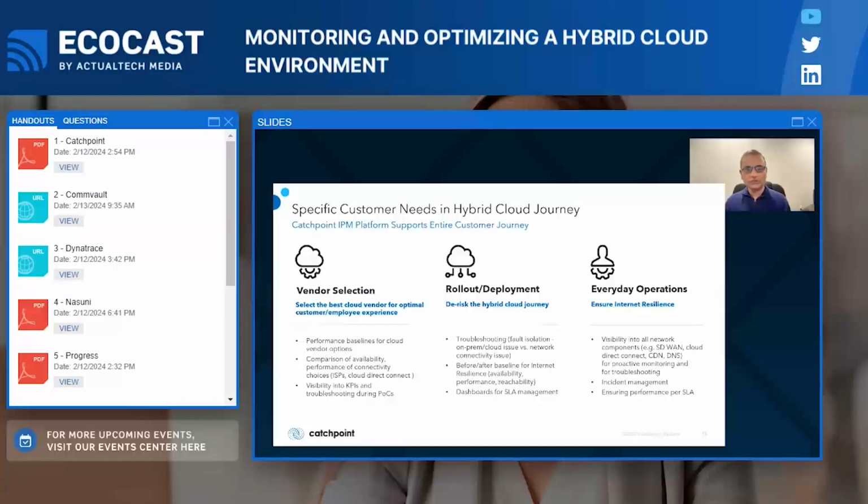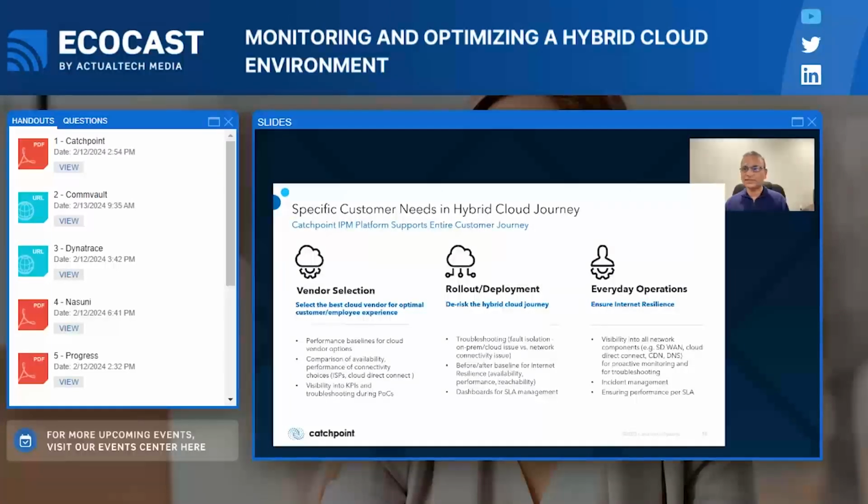Once you have done the rollout and deployment, the third and final phase is everyday operations. And how can you ensure internet resilience with internet performance monitoring that Mark talked about? That involves visibility into different connectivity options that we talked about already. And what we provide is proactive as well as real user monitoring in those scenarios with the Catchpoint IPM solution. There's obviously the incident management and ensuring SLAs that your vendors are offering.